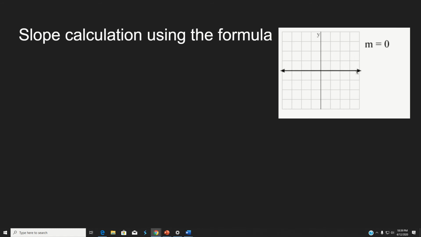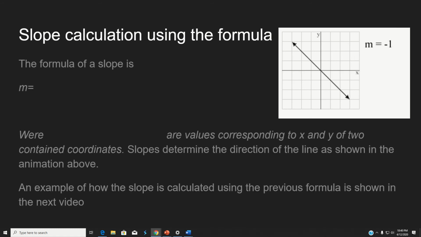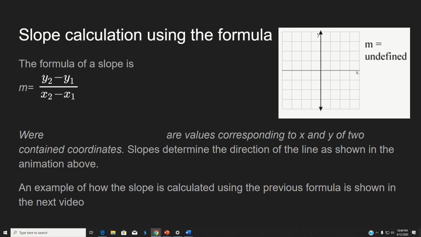So how do we calculate a slope using a formula? Well, first we need to know the formula. The formula is m = (y2 − y1) / (x2 − x1), where x1, x2, y1, and y2 correspond to the x and y values of two contained coordinates. Slope determines the direction of a line as shown in the animation above. An example of how the slope is calculated using the previous formula is shown in the next video.